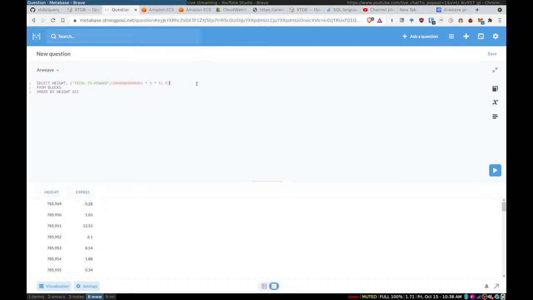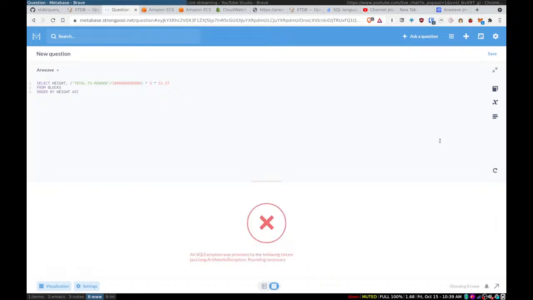Oops. All right. So what do we have in U.S. dollars? Very excited that I'm getting to the point where we can do these queries in a reasonable way. Oh no, rounding necessary. No, let's just make it even. We'll just say it's $50. It's not actually accurate, but I'll have to figure that out.